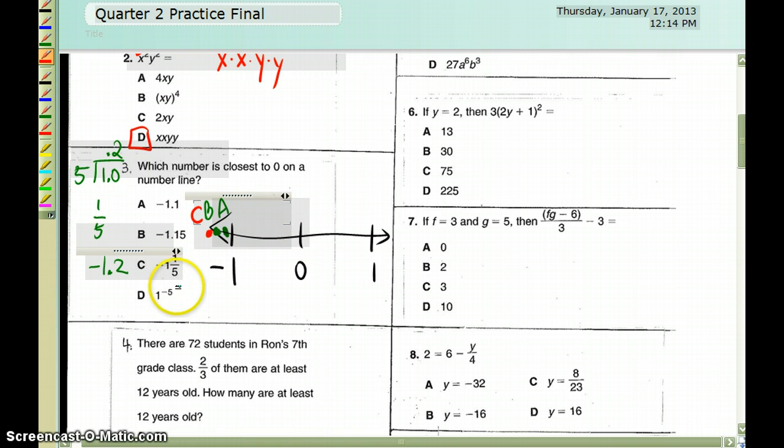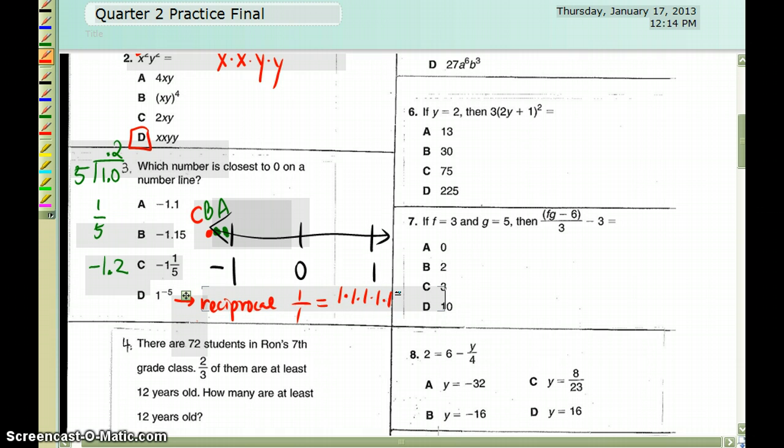Now 1 to the negative 5, remember that the negative exponent means that the 1 is going to become the reciprocal. So the reciprocal of 1 is going to be really 1 over 1. And that doesn't really change the 1 very much, unlike other numbers. So I would just take 1 times 1 times 1 times 1 times 1, 5 times, which is going to equal 1. And 1 is right here. So the closest number to 0 would be D, the 1.